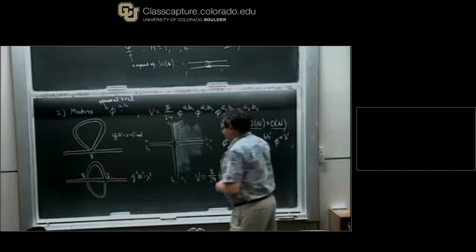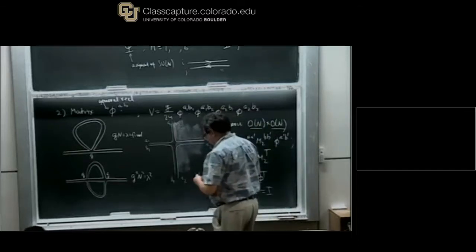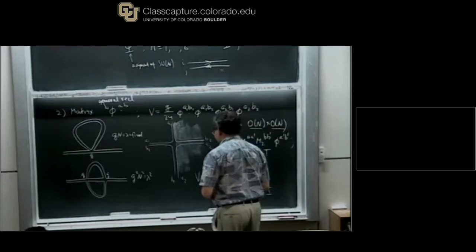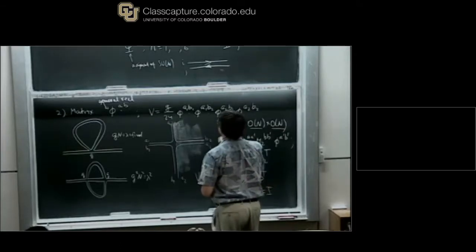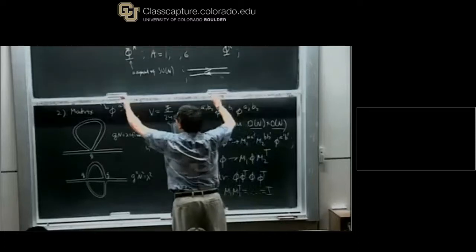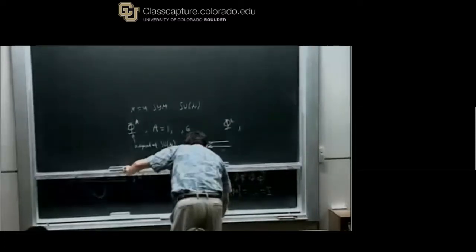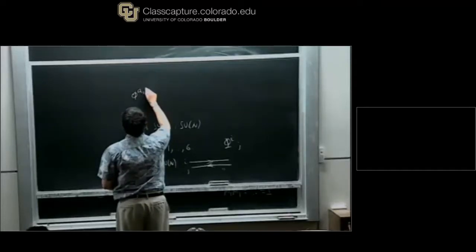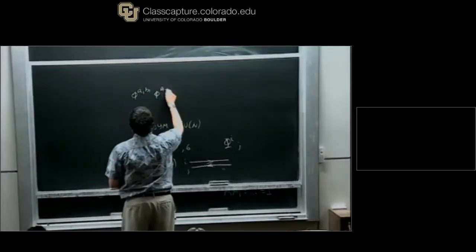And now armed with this vertex, and of course the propagator is something really simple, right, in this case. So if you want to write down the propagator in our case, it's just going to be, for example, phi_{A1B1} phi_{A2B2}.